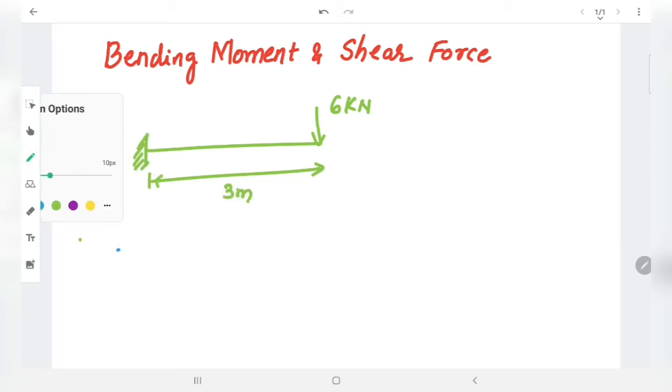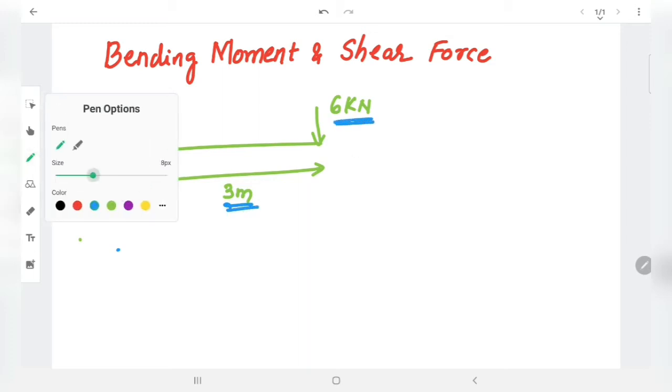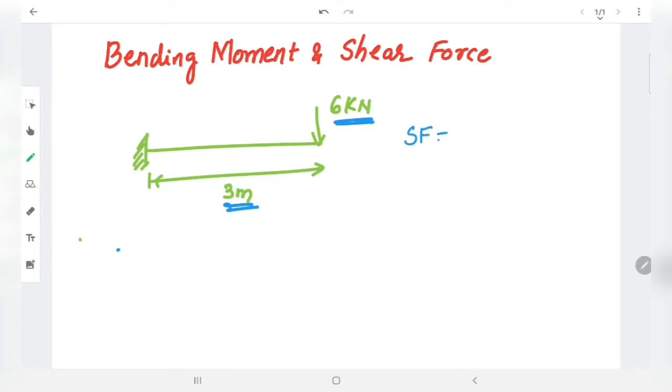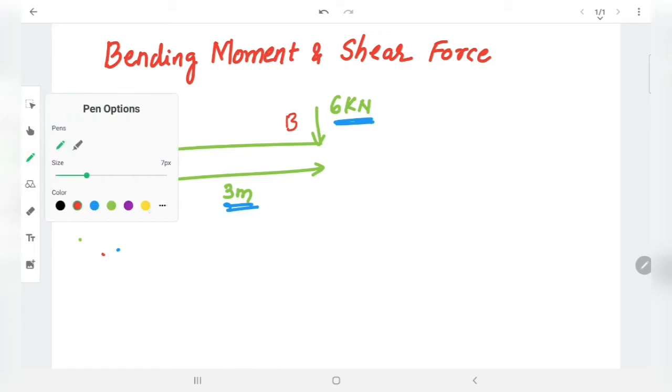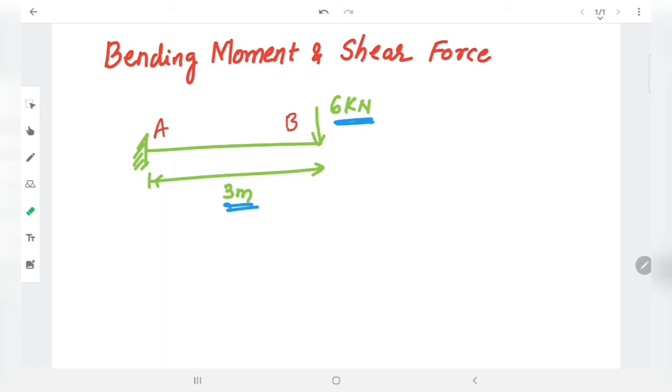So here I will be finding the bending moment as well as the shear force. For example, first I will be finding the shear force, SF, at the free end. Okay, I will be taking 2 ends, that is A and B, 2 points are there. So first we will calculate the shear force.